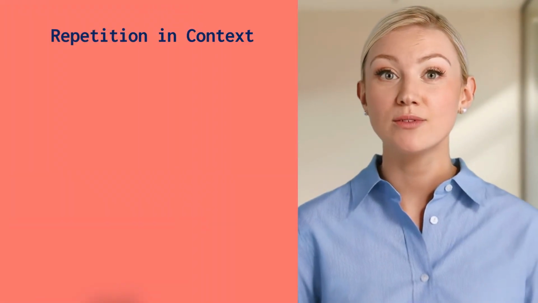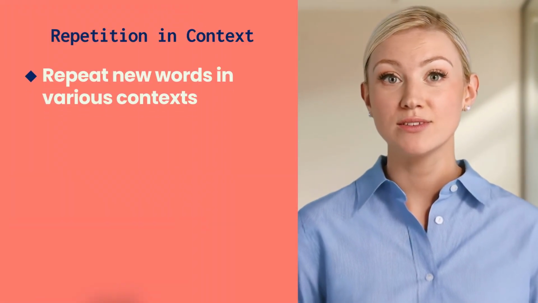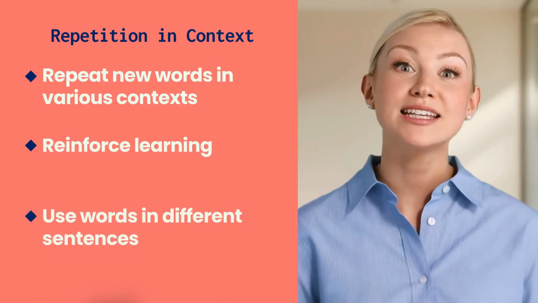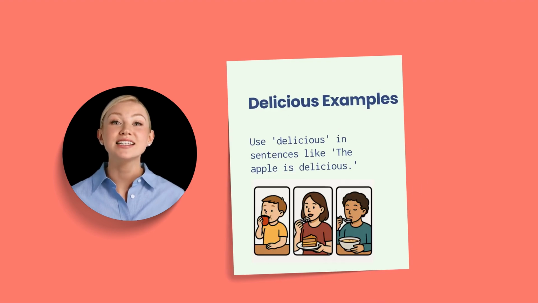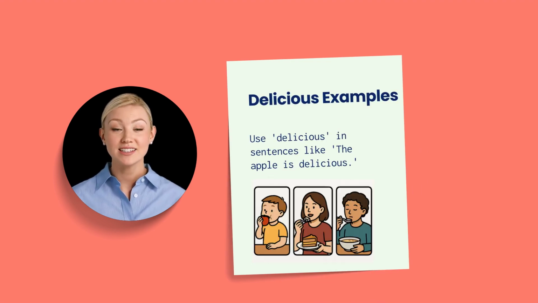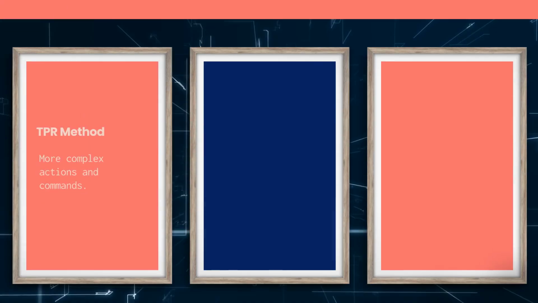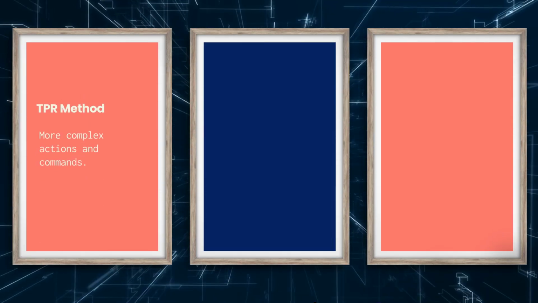Repetition in context. Repeat new words in various contexts to reinforce learning. Use the words in different sentences and situations. For example, use the word delicious in sentences like, "The apple is delicious," "The cake tastes delicious," and "This soup is delicious."